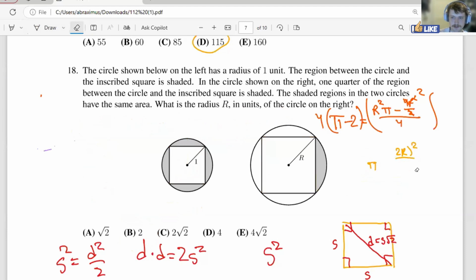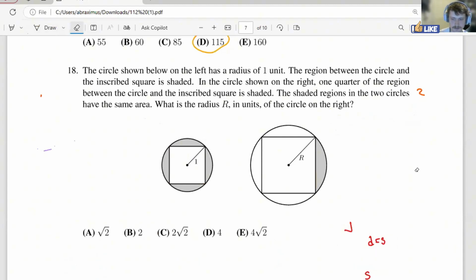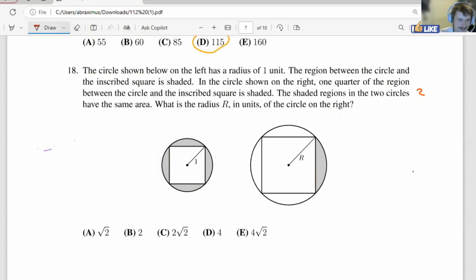In order to solve this question, y is 2r squared. Yeah, we're going to need some formulas. Okay, let's erase this and write down some formulas. If you have any annotations on the screen, can you please erase them? I'm sorry, I'll slow down this time.